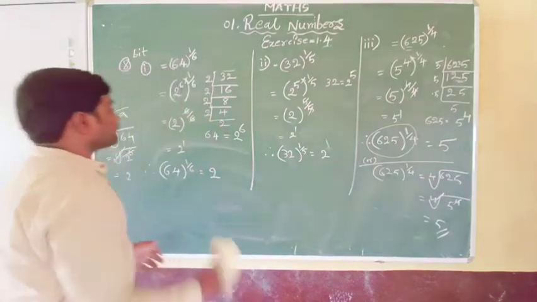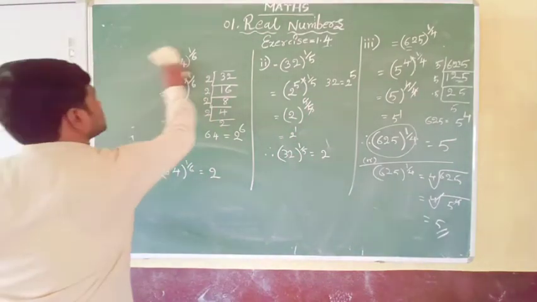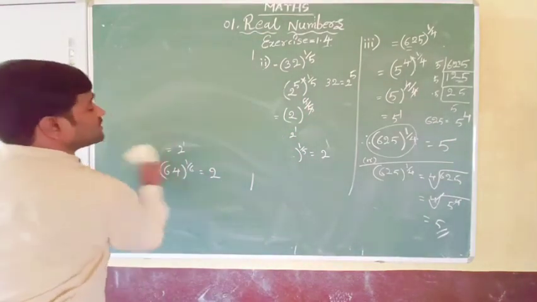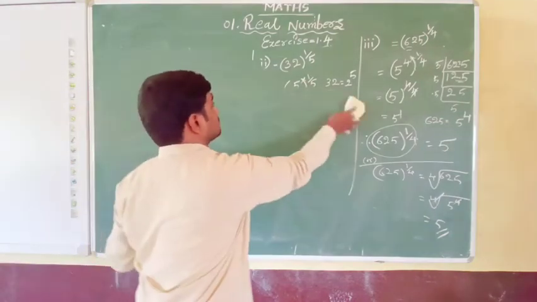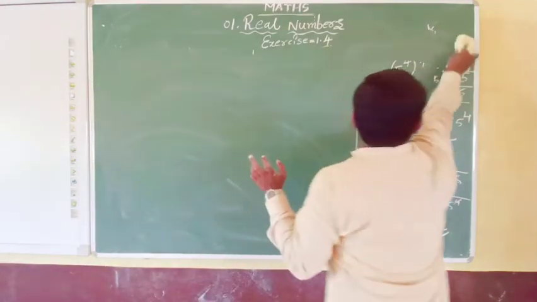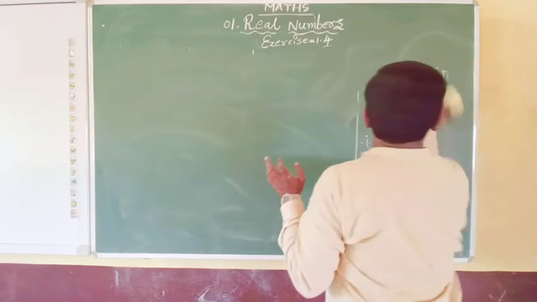Then we have 3 more questions in this 8th bit. Very simple, in this way only. We have 3 more questions, let us solve those also. Then we have the 9th bit and the 10th bit.